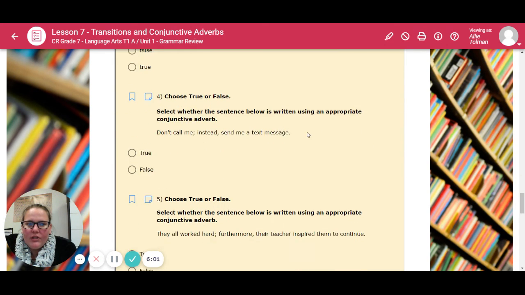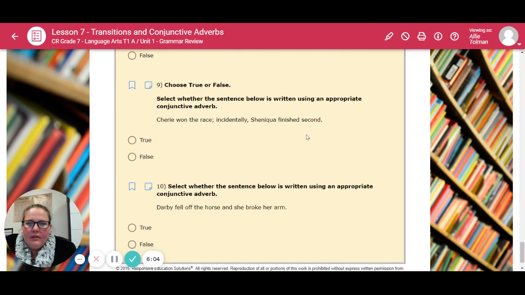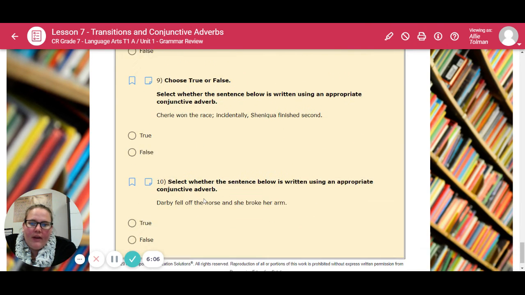Again, we've got some more questions. We got a couple true, false. And those are all talking about conjunctive adverbs.